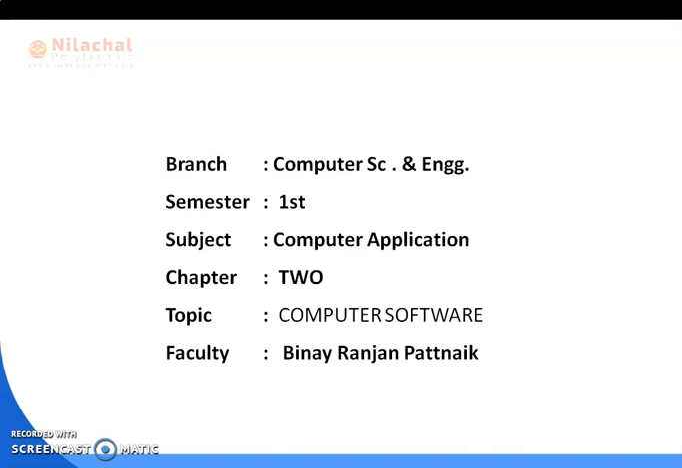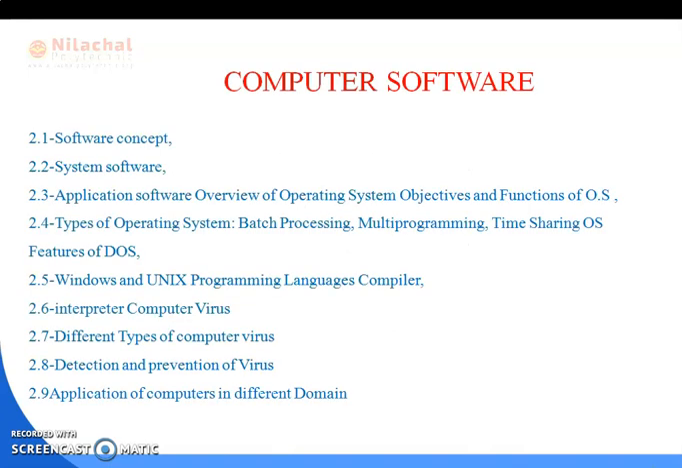So today I'm going to discuss the computer software, chapter number 2. These are the topics we are going to cover. First is software concept, system software, application software, overview of operating system, objective and functions of operating system. Types of operating system, Windows and Unix, programming language, compiler, interpreter, computer virus, different types of computer virus, detection and prevention of virus, application of computers in different domains.